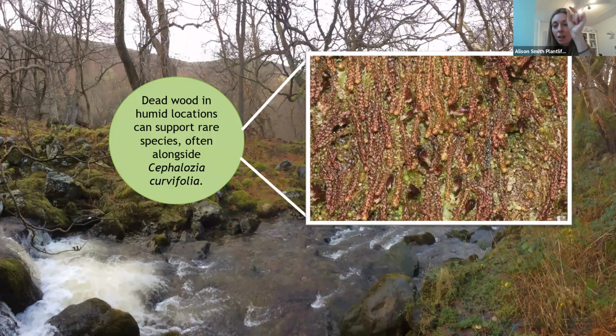It sort of looks like these long caterpillars. You have these threads, which are this rusty brown colour, and then they tend to have a sort of greenish tip to them. So that's a good one to look out for. And if you find that, there's a good chance of having some other rare oceanic liverworts alongside it.